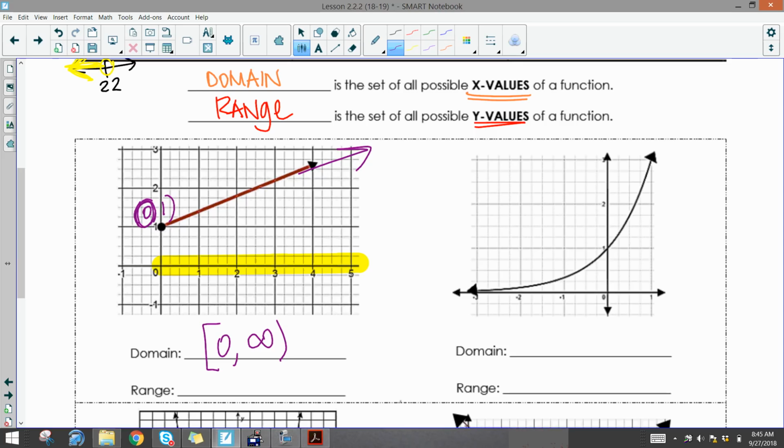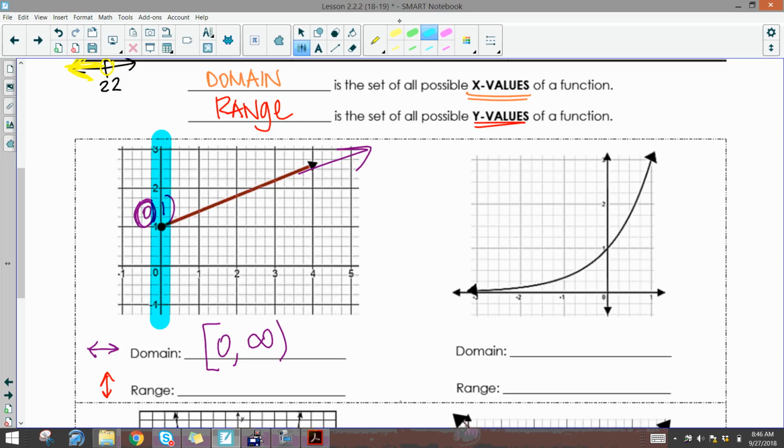Okay. Now, with range, I look up to down. So domain is left to right. That's what you're trying to figure out. Range is up and down. Okay. So now, instead of looking at my x values, I need to now look at my y values. So I'm looking vertically.